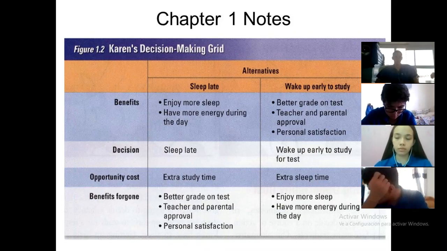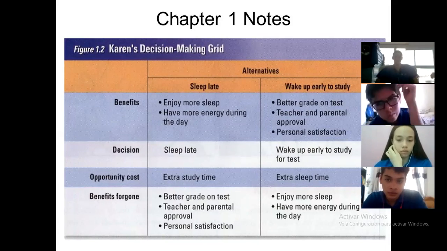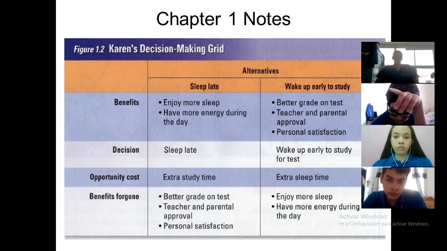Okay, but what is she going to pay for that? What is the opportunity cost? The opportunity cost is that she is not going to enjoy her bed, sleeping at that time in the morning. So she is going to pay that price in order to get a good grade the next day on her test.